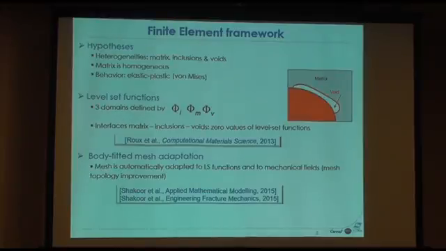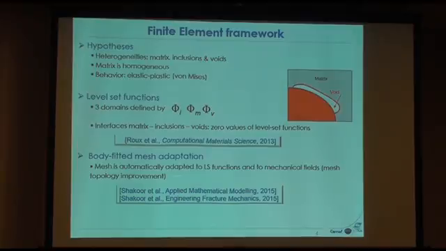So first, the approach is based on level set functions to describe the interfaces between inclusions, voids, and the matrix, and on mesh adaptation. But first, we have to make some hypotheses. We assume here that the heterogeneities are only due to matrix inclusions and voids. We assume that the matrix is homogeneous and that we have an elastic von Mises plasticity for the matrix, which at this scale is a big hypothesis.